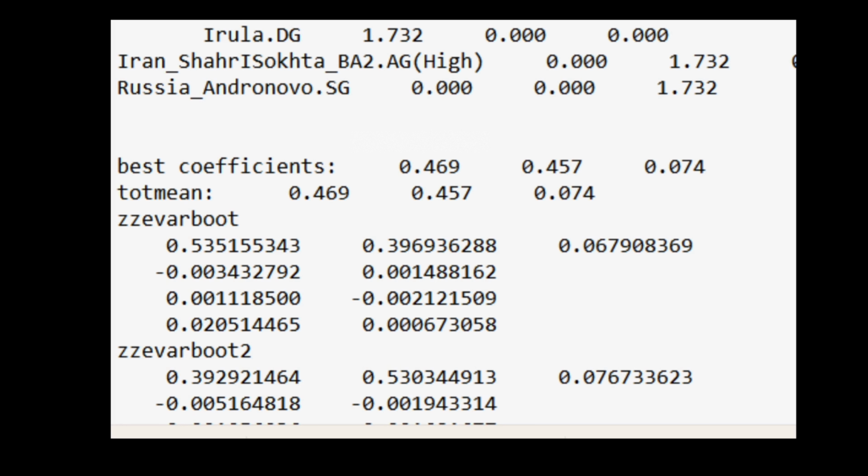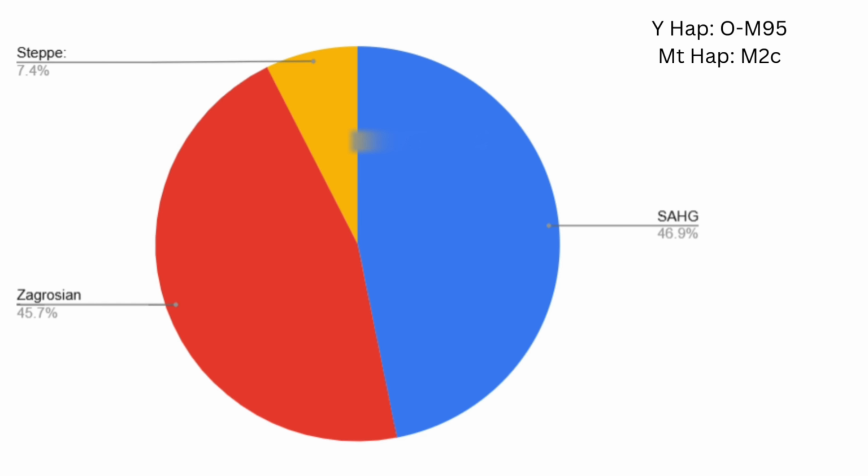I've also had help from another friend who double-checked my analysis and did some more analysis of his own, and I will link his results in the description below. He used slightly different source populations. And with that, let's continue. Here are my ancestral components as well as my paternal and maternal haplogroups. But what do these mean? And with that, I shall kickstart this video.